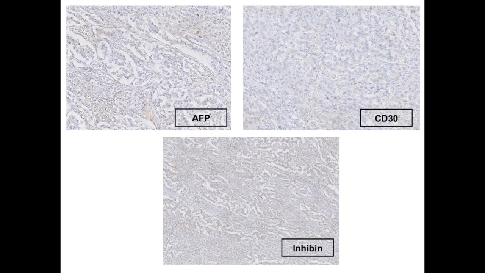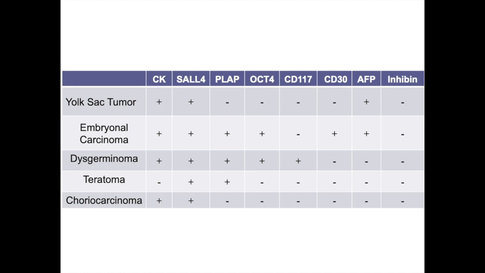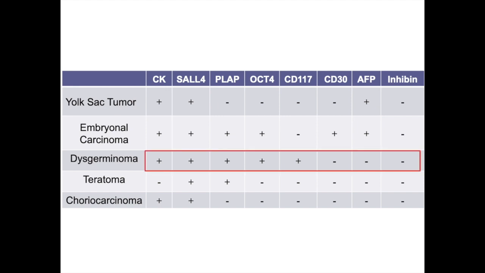So, alpha-fetoprotein is negative, so it is not a choriocarcinoma. CD30 is negative, so it is not an embryonal carcinoma, and inhibin is negative, so it is not a sex cord stromal tumor. So in the results, the diagnosis is dysgerminoma.